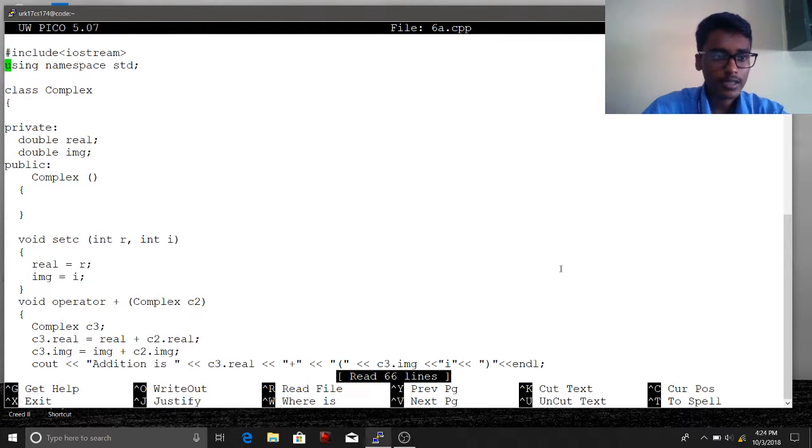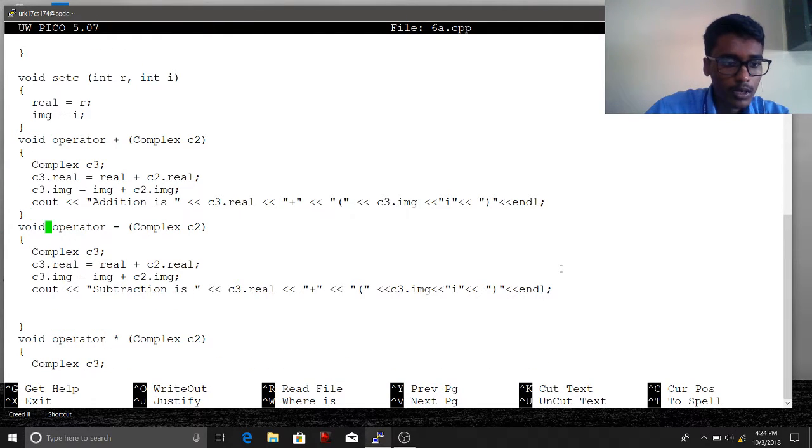The first exercise in this experiment is a program in which we have to create a class called complex, and we have two attributes in this: the real double part and the imaginary double part. And here we have to overload three operators mainly.